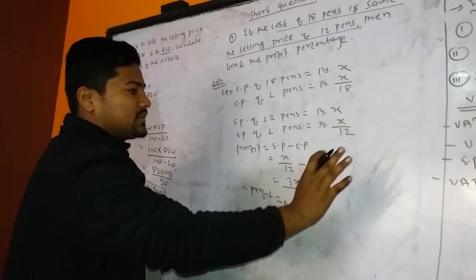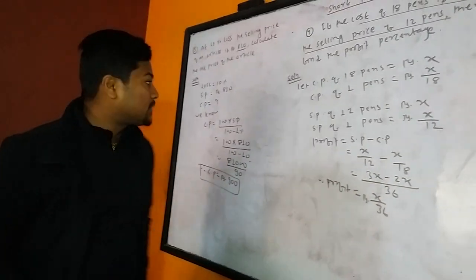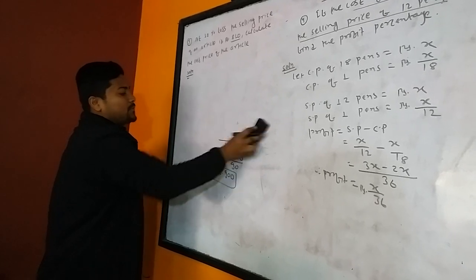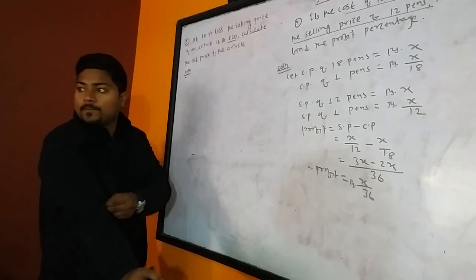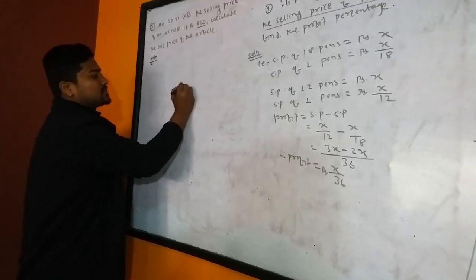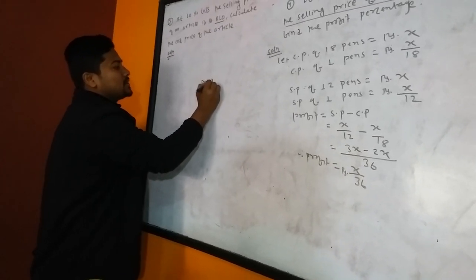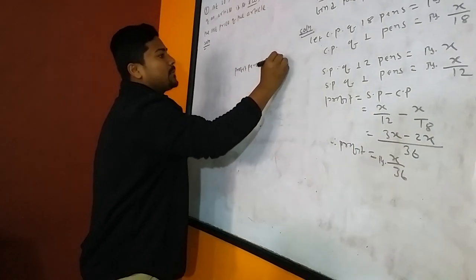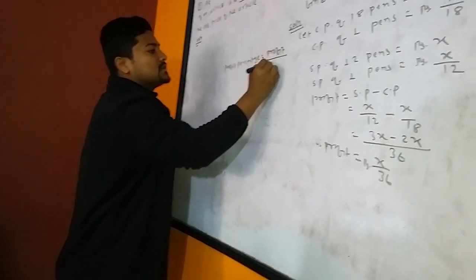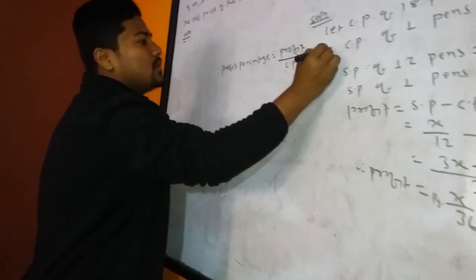And the question is asking what? Find the profit percentage. So we know the formula of the profit percentage. What is the formula for the profit percentage? Actual profit upon CP into 100%. So now, profit percentage formula is equal to profit upon CP multiply 100%.